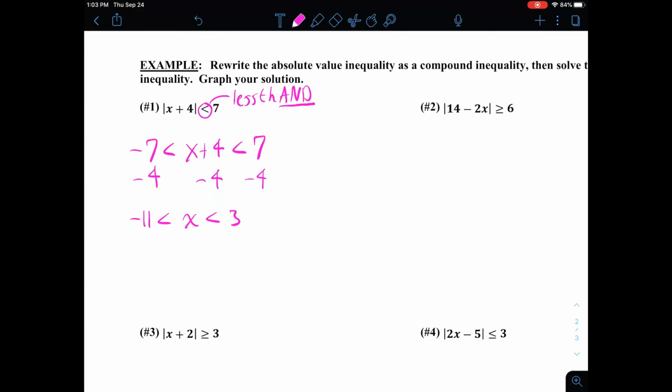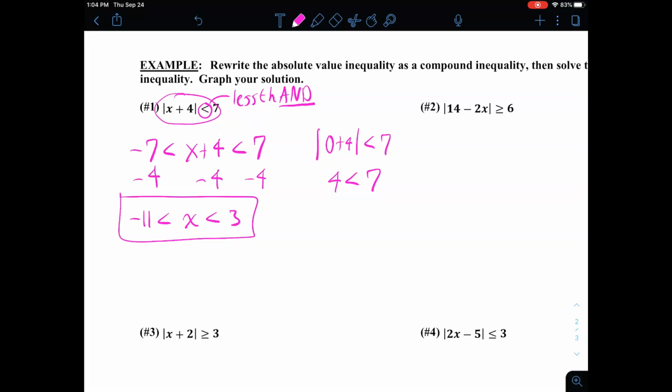Okay? So let's see what this means now. We found this answer. Let's plug in a number between -11 and 3. Let's plug in 0. So we're going to do 0 plus 4, absolute value of that is less than 7. What's 0 plus 4 going to be? It's 4. And is 4 less than 7? It is. So what it's saying is, if you plug the numbers between -11 and 3 into this absolute value inequality, those are the numbers that are going to have an absolute value less than 7 away from 0, basically, right? So that's what that means, okay? I'm really trying to hammer home what this means. It is kind of tricky, but just stick with me, okay?